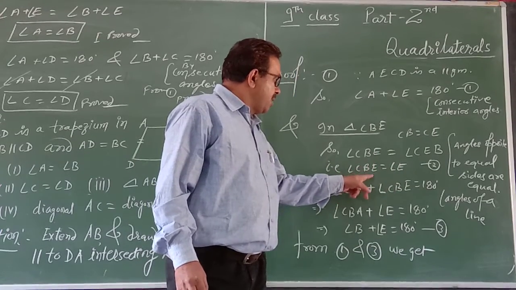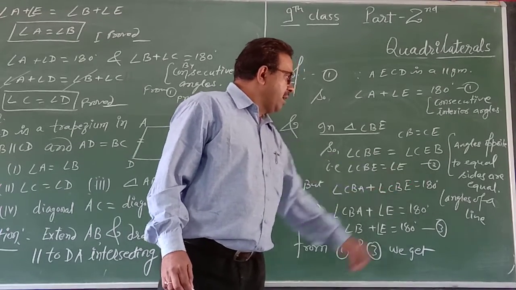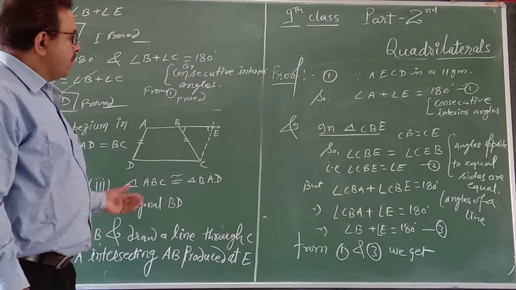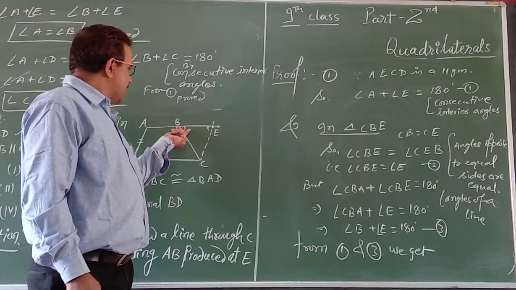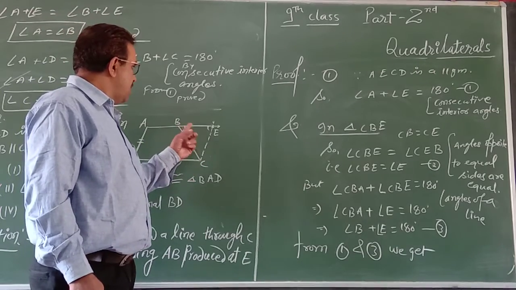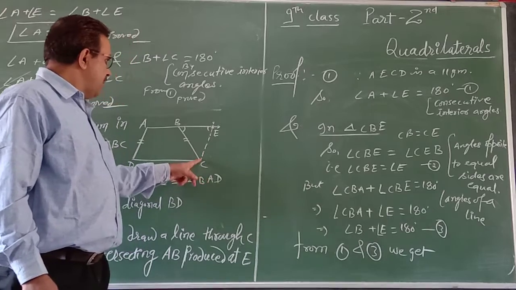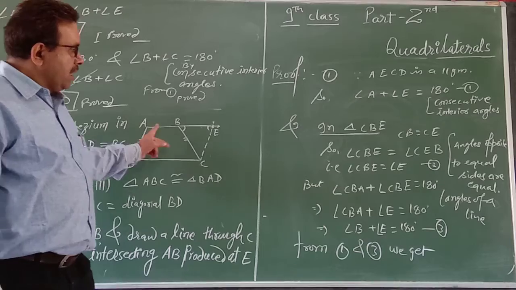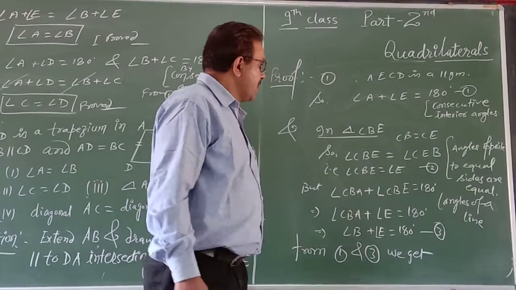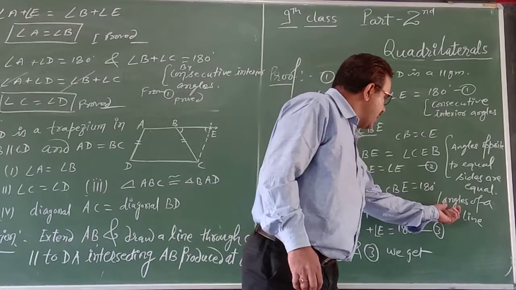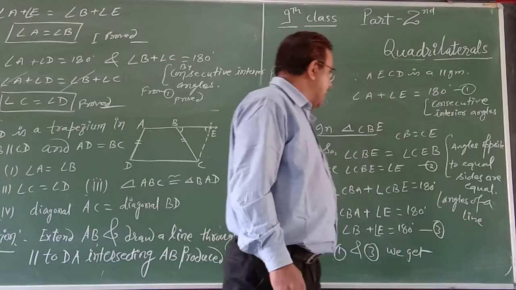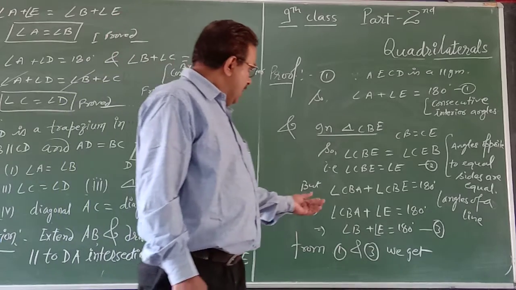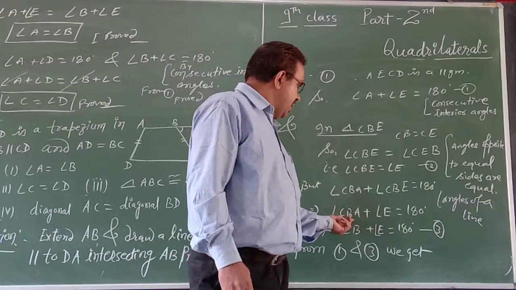Thus, angle CBE is equal to angle A is the second equation. In the next step, by linear parallelism, we get angle CBE plus angle CBA is equal to 180 degrees. The reason for this, we write here, is that angles of a line are supplementary, or you can say by linear parallelism.